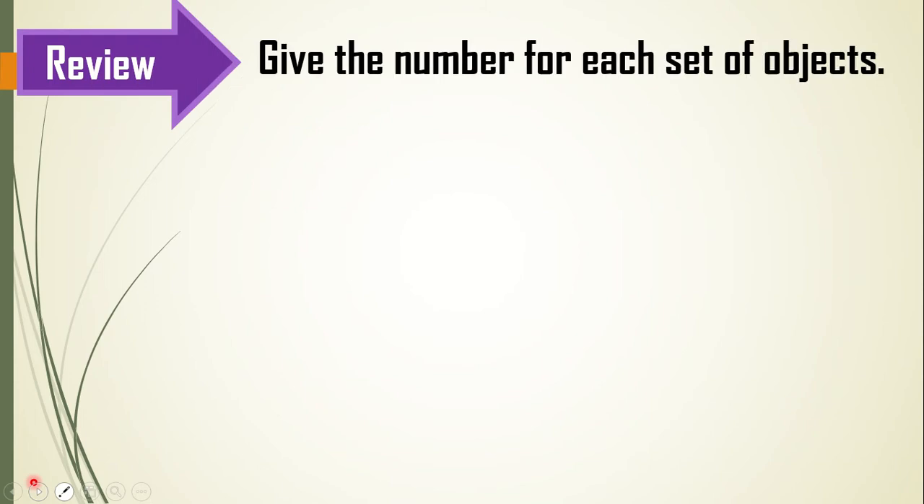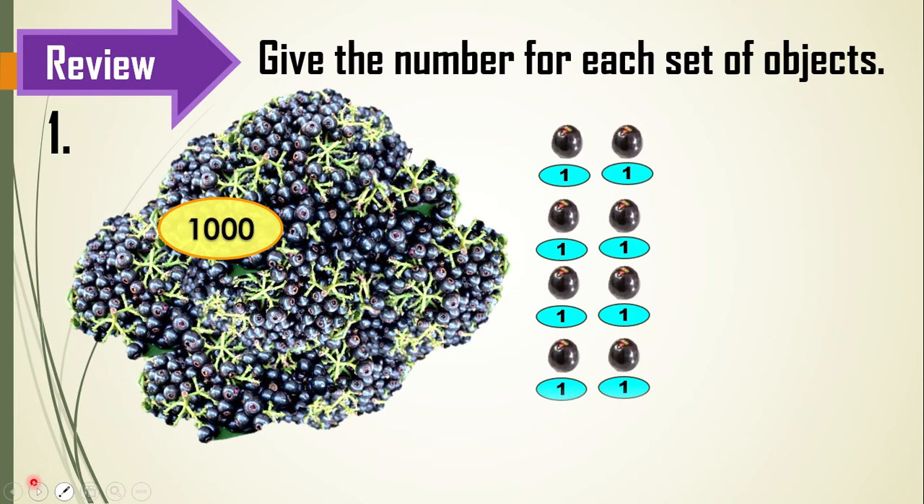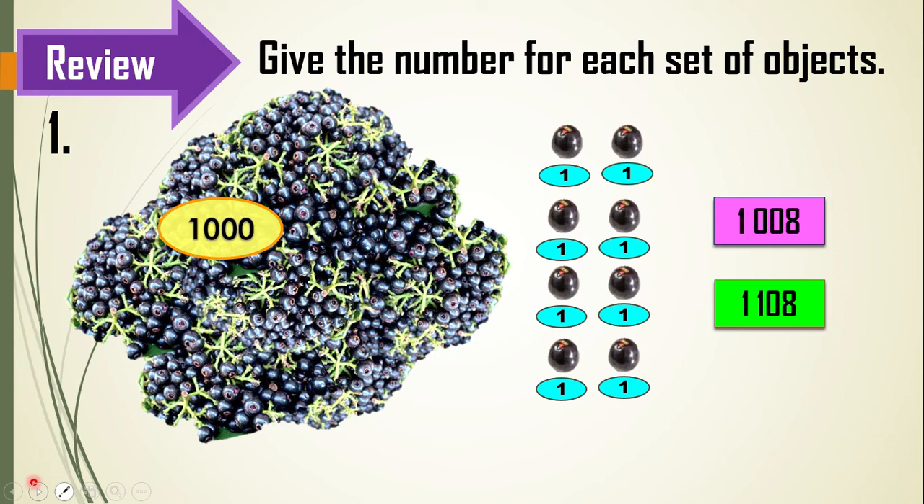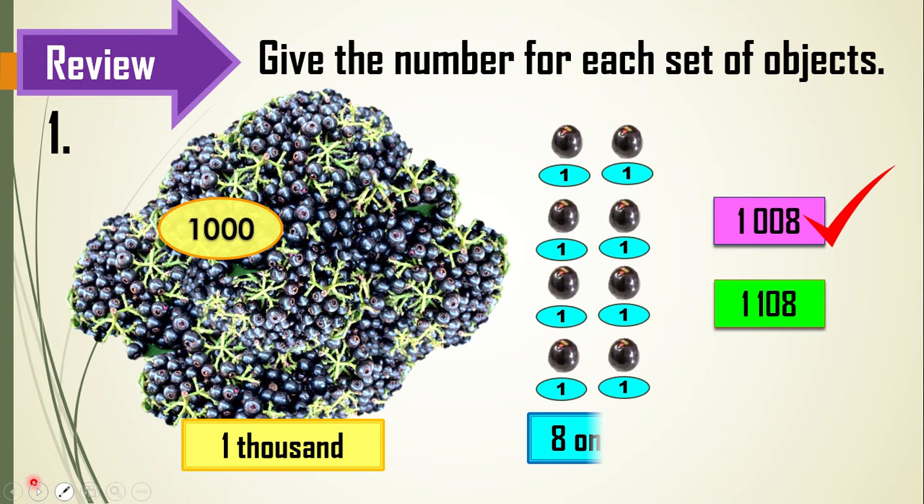Give the number for each set of objects. Number 1. Look at the lipote fruit and count the number disc. What number is shown by the set of lipote? Is it 1008 or 1108? The answer is 1008. 1000 and 8 ones is 1008.